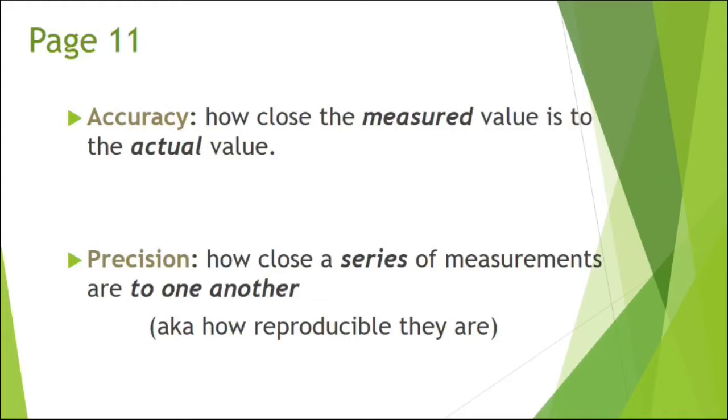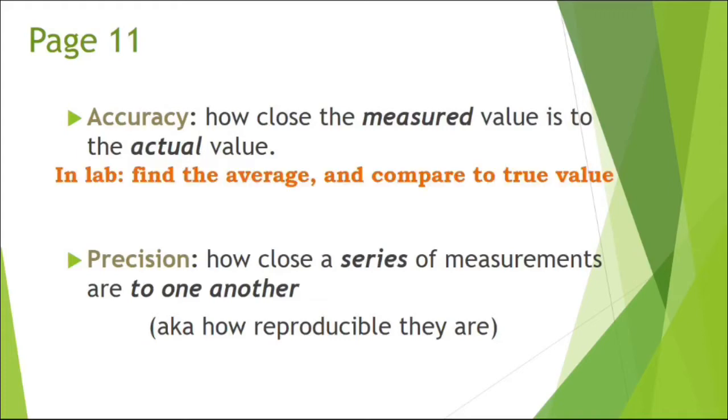Now, we are going to be reflecting on measurements in the lab being accurate and precise. So we need to add a little bit more detail here to these definitions. In the lab, in order to tell if something is accurate, we're going to take the average of all of our values, all of the measurements that we make for a single kind of trial, and compare that average to the true value. And the closer that average is to the true value, the more accurate it's going to be.